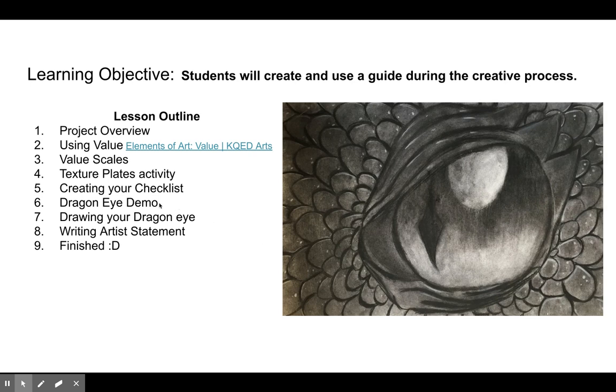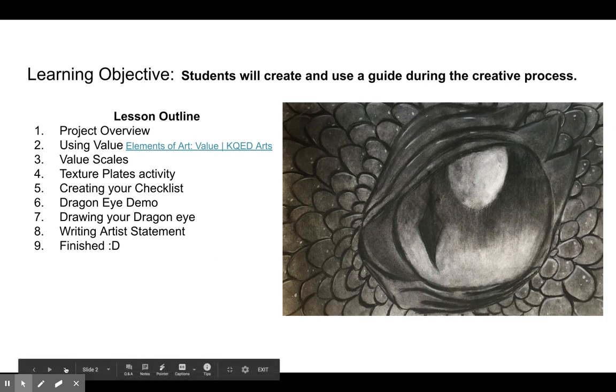Then we're going to do the Dragon Eye demo, where I show you how to draw a dragon eye. Then you're going to start drawing your own. And then, of course, we're going to have the artist statement at the end. That's where you explain to me what you did, how you got it to look a certain way, what was difficult, what was easy, things like that. Basically, just your reflection of the artistic process.